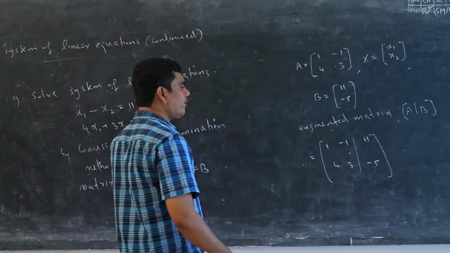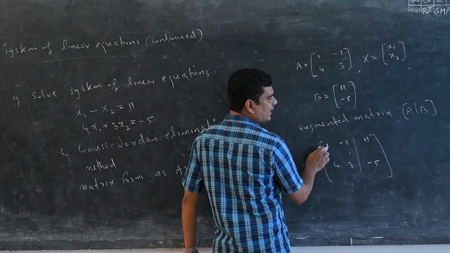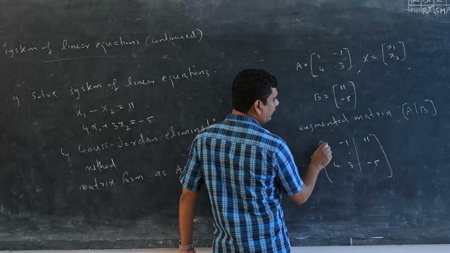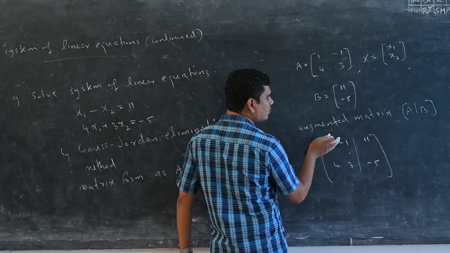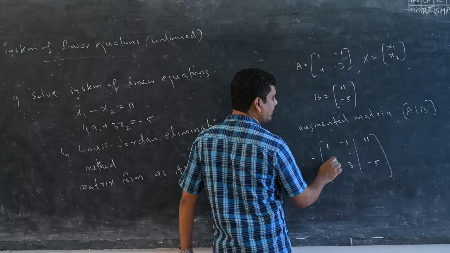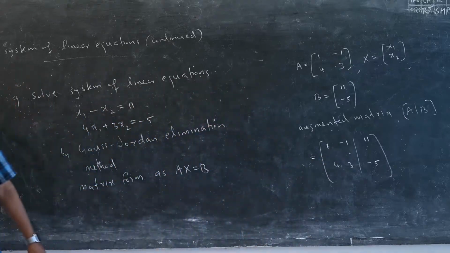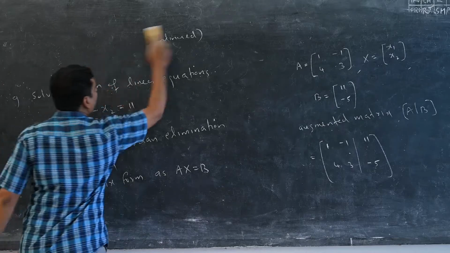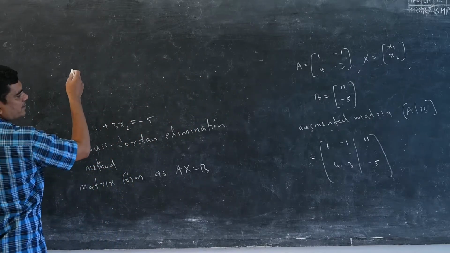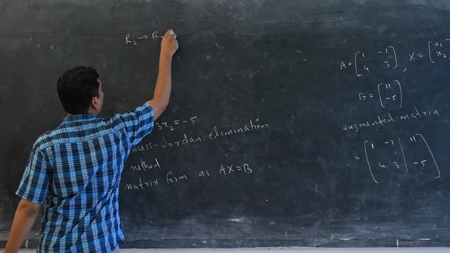For that, first we have to make this element 1. Here, the first non-zero element in the first row is already 1. So we have to make the remaining elements in that column 0. So make this element 4 zero using that one. For that, we have to do the elementary row operation R2 goes into R2 minus 4R1.